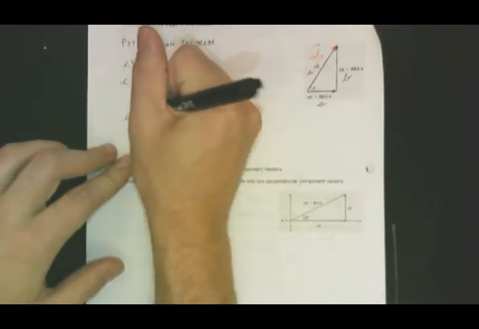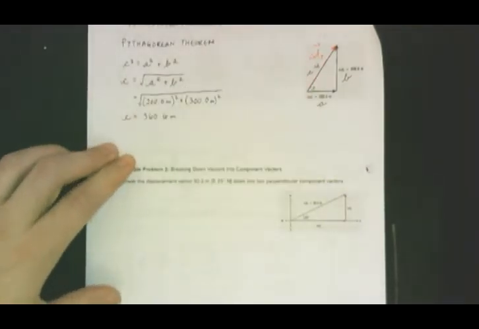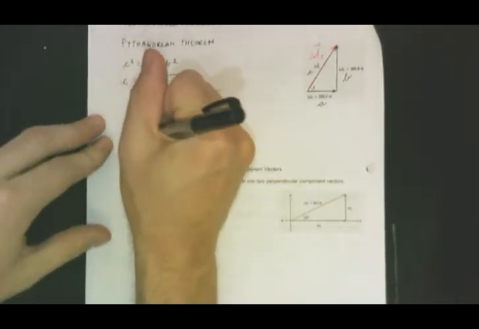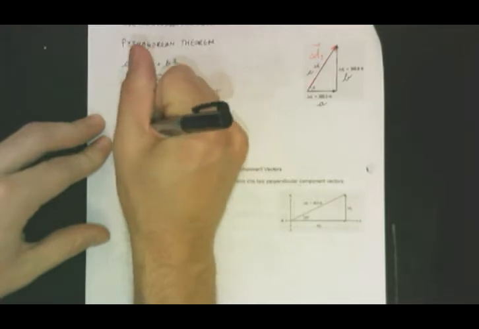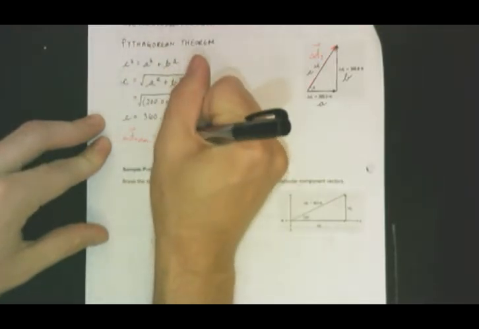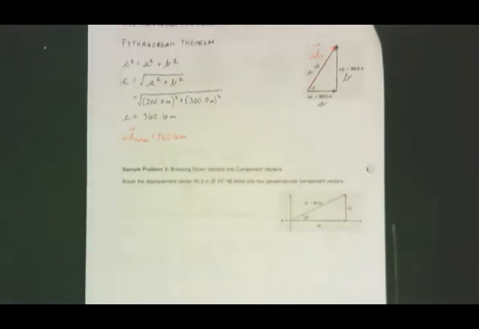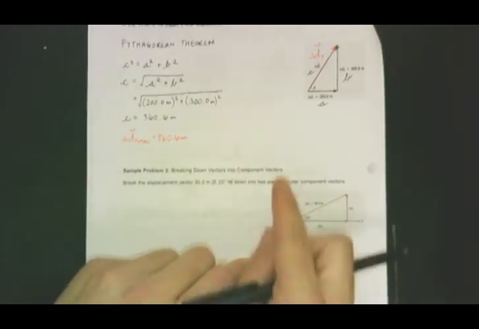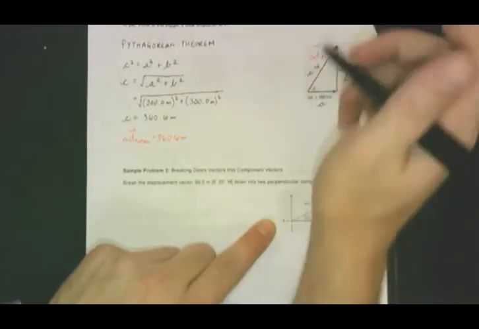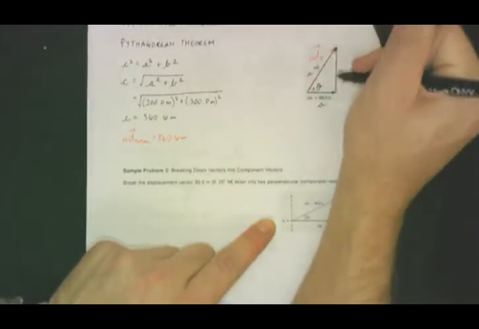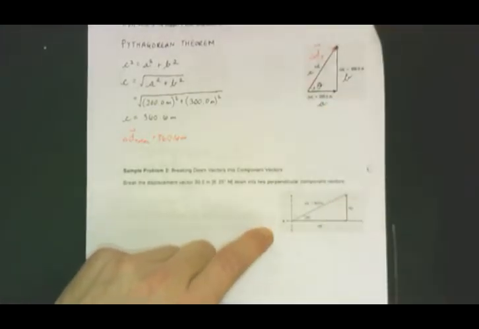Is that cool? Good. So I can say that the total displacement is 360.6 meters, except I'm missing something. There's a piece of information that is critical that I'm missing. Direction. So to report the direction, I need to see which direction this vector is pointing. It will be helpful if I could find out what theta was.